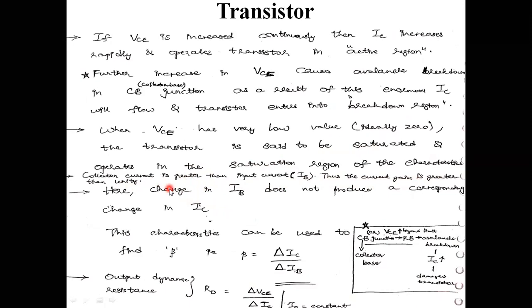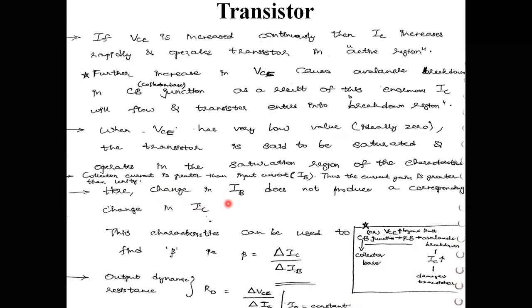Now what is beta? Beta value is equal to IC by IB. If the IB value is very small, then automatically the beta term, the amplification factor term, is going to be very high. That is the beta value. Beta value is in the range of 20 to 200.